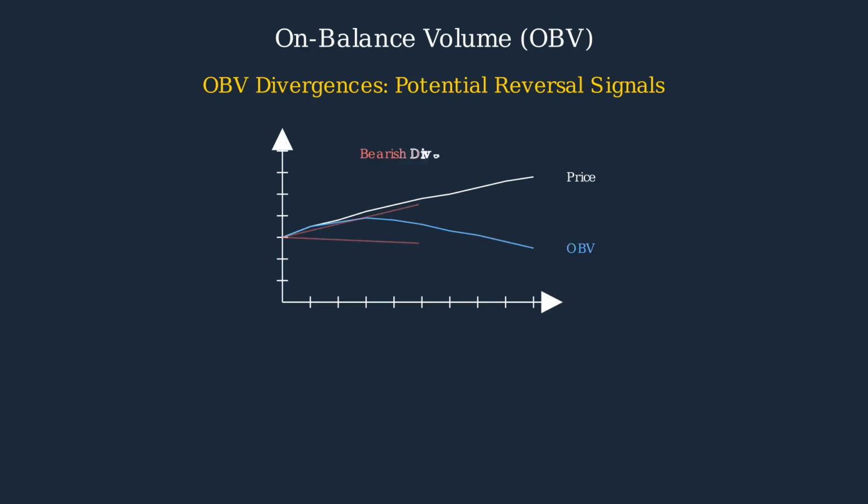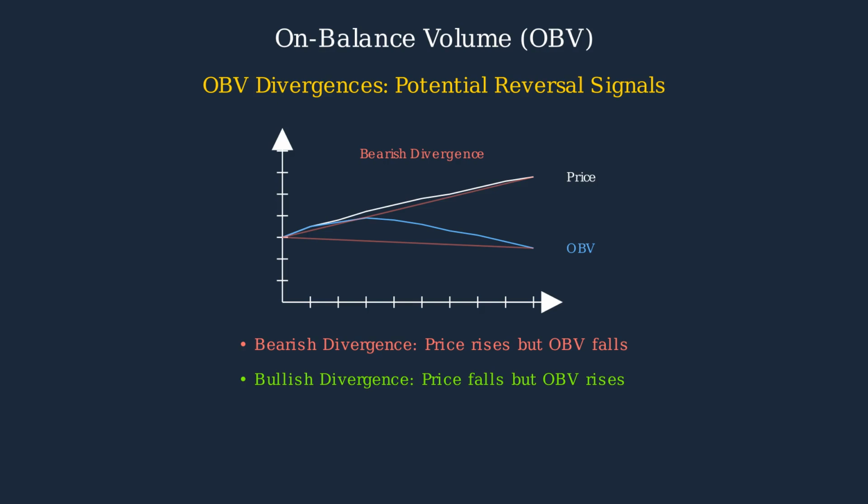A bearish divergence occurs when price makes new highs, but OBV fails to confirm those highs. This suggests weakening buying pressure despite rising prices. Conversely, a bullish divergence occurs when price makes new lows, but OBV doesn't confirm. This shows buying pressure building up despite falling prices.